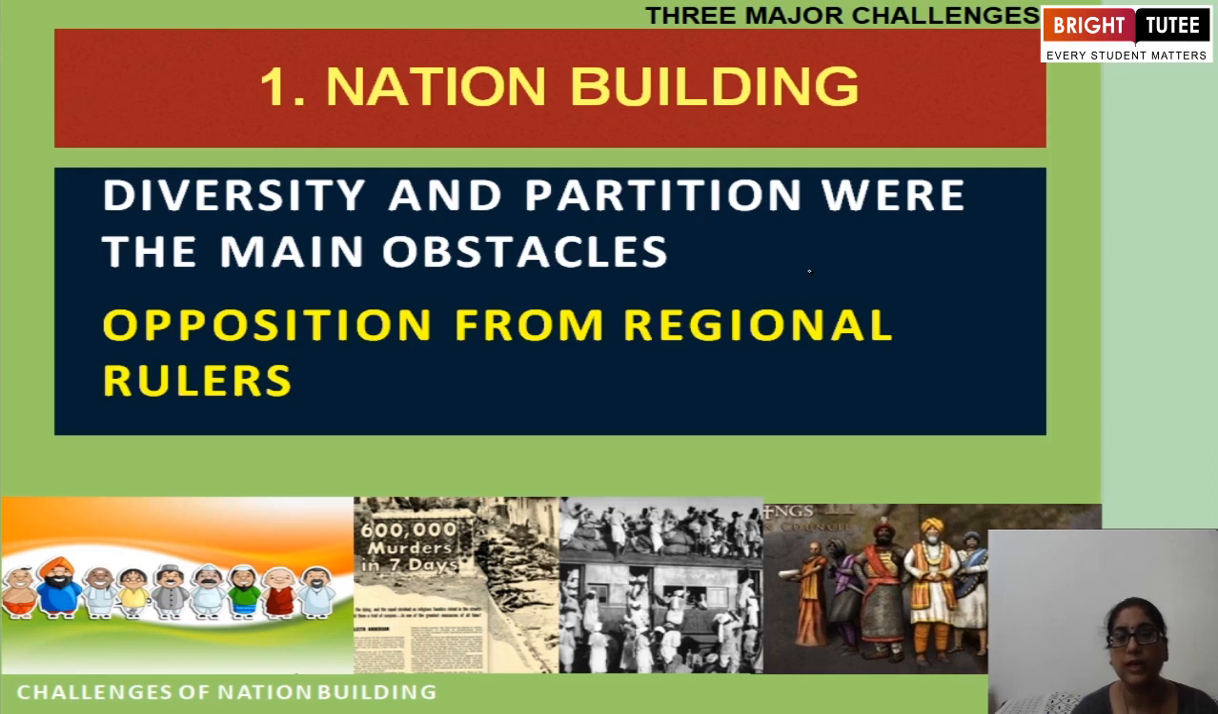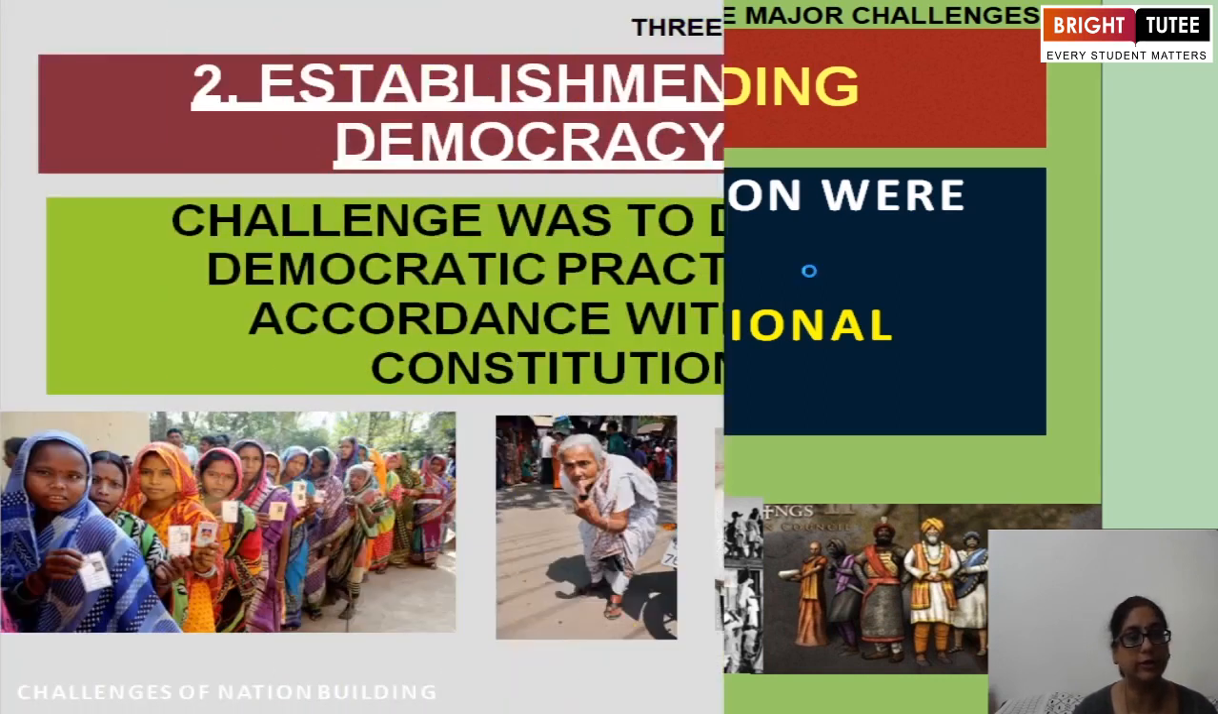The first one was that diversity and partition were the main obstacles, along with opposition from regional groups. And this is very true. Diversity and partition being the main obstacles means the people who were living in India were from different religions. They were speaking different languages. They were from different cultures. They were from different states. And many people from regions, that means the kings or the nawabs or those who were the rulers of the different regions, were in opposition. So it was a difficult task for us. And above all, the country was dividing into two parts, India and Pakistan. So this diversity and partition was also the main obstacle.